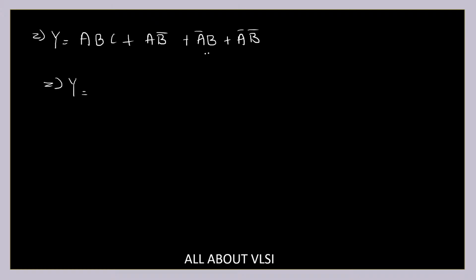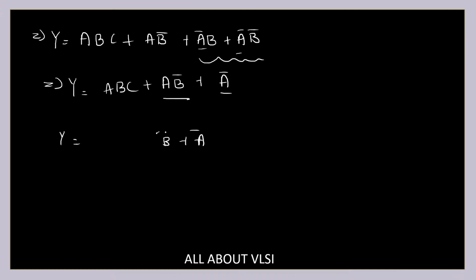So here my Y will be equal to, if I take common A complement, then B plus B complement will be equal to 1. I'm left with A complement over here plus AB complement plus ABC. Okay. And I can add these two terms so that A plus A complement will be equal to 1. I will be left with A plus B complement. So Y will be equal to A complement plus B complement plus ABC.